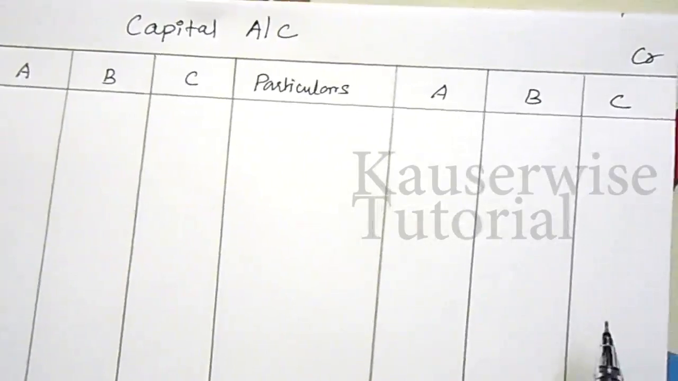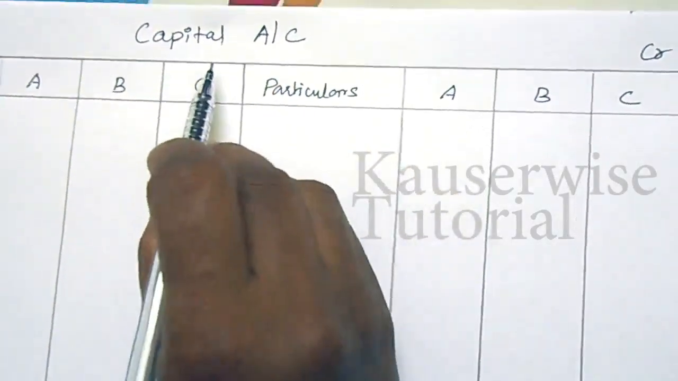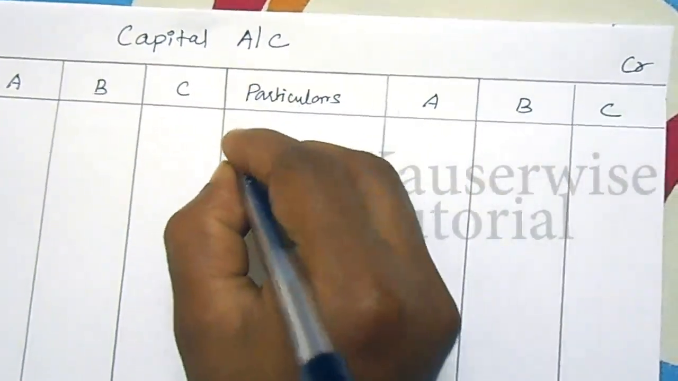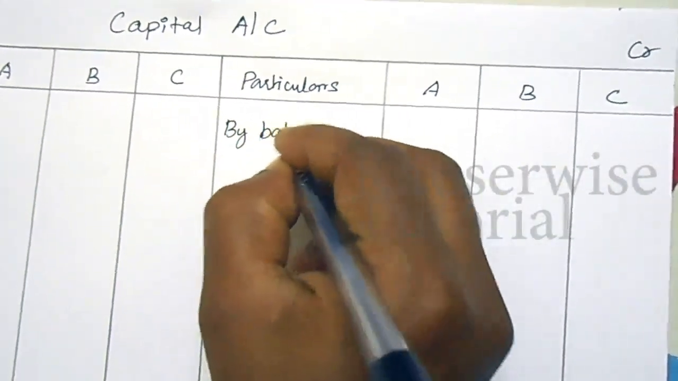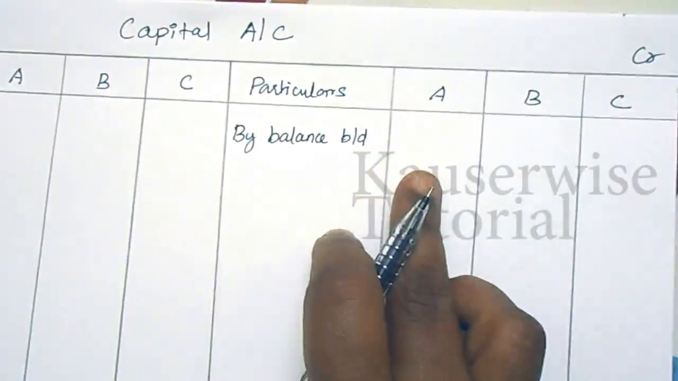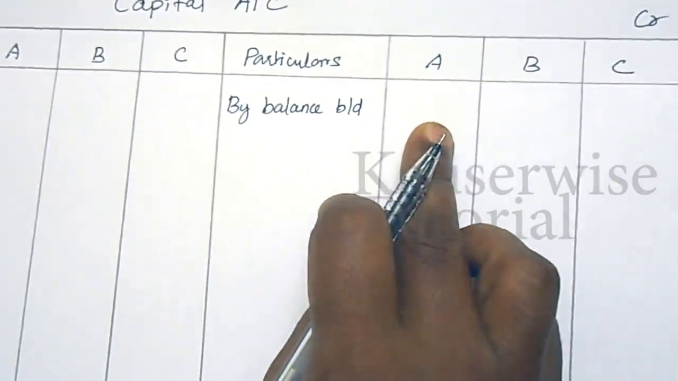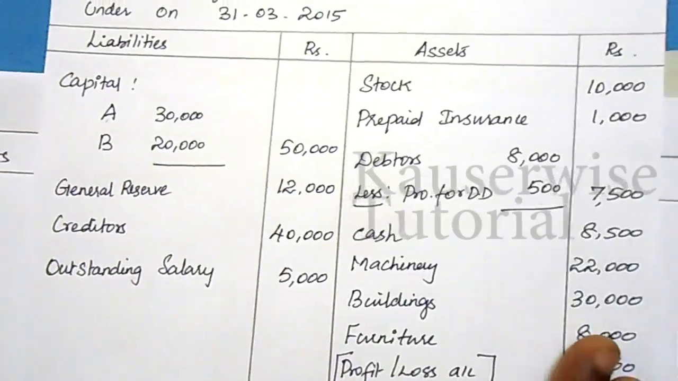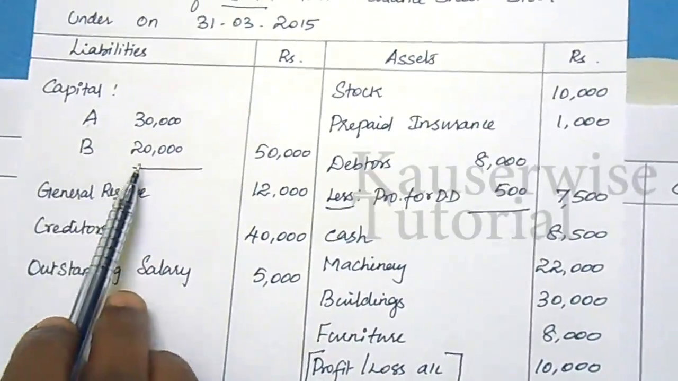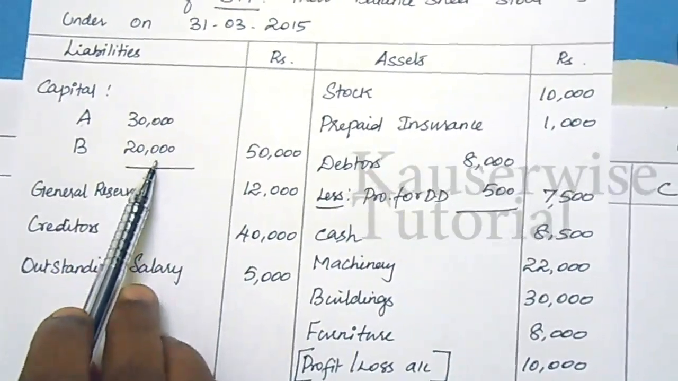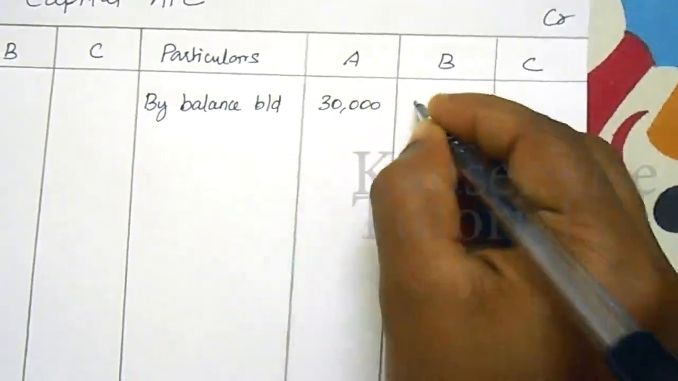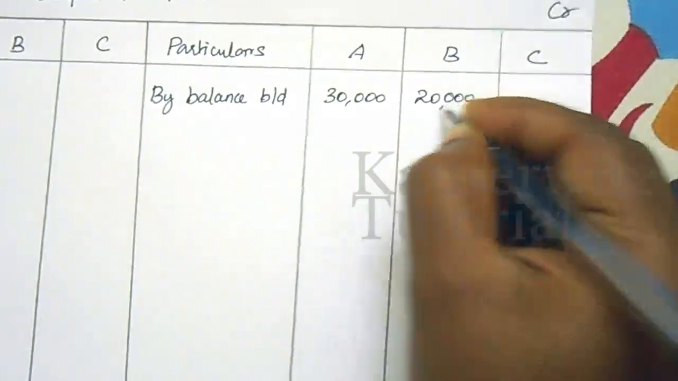So first you have to start with the opening balance. Capital is a liability, no? So liability always shows a credit balance. So opening balance, that is by balance brought down, that is opening balance. This you can find from the old balance sheet liability side. Look at the balance sheet. Liability side, A's capital 30,000, B's capital 20,000. This is the opening balance for A and B. For A 30,000, for B 20,000, for C no balance.